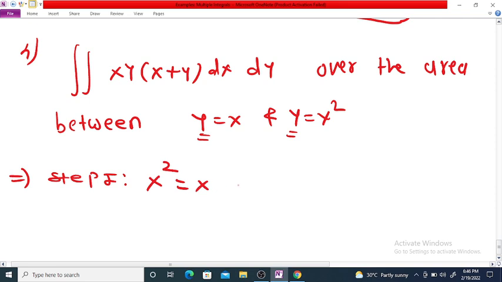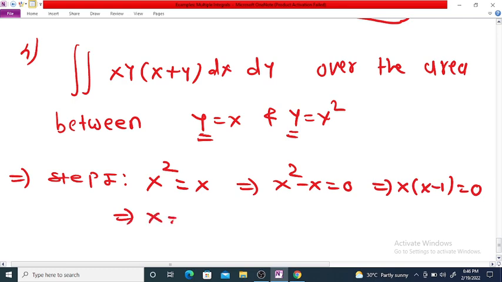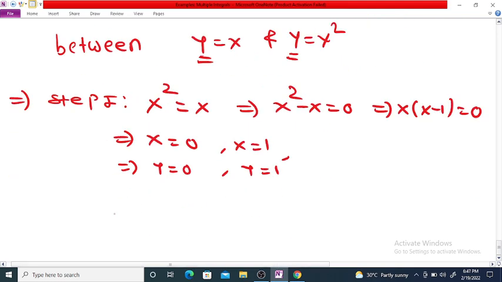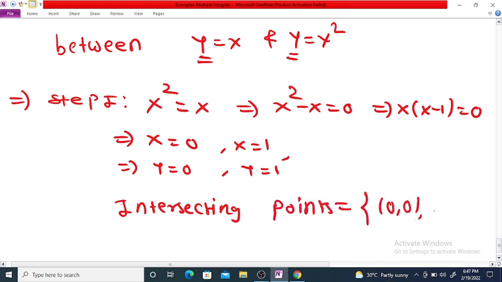So x square is equal to x implies, since one side is equal, the other side is also equal. So x square minus x is equal to 0. This implies x into x minus 1 equal to 0. So this implies x is equal to 0 and x is equal to 1. But x is equal to 0 implies y equal to 0, and x is equal to 1 implies y equal to 1. So the given region is bounded between the two points, and therefore the intersecting points are 0, 0 and 1, 1.